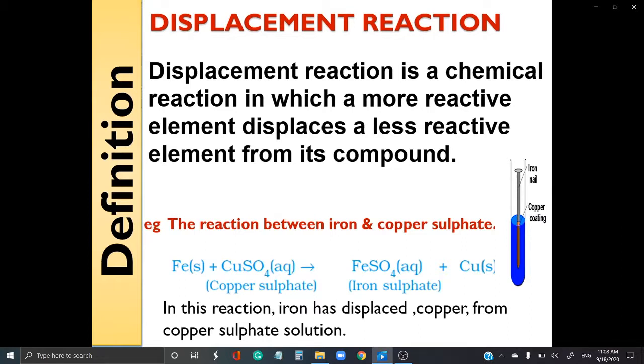Copper sulfate solution is blue in color. When it is treated with iron, iron displaces copper from copper sulfate as iron is more reactive than copper. As a result, ferrous sulfate solution is formed, which is light green in color, and deposition of copper can be seen. In this reaction, iron has displaced copper from copper sulfate solution.